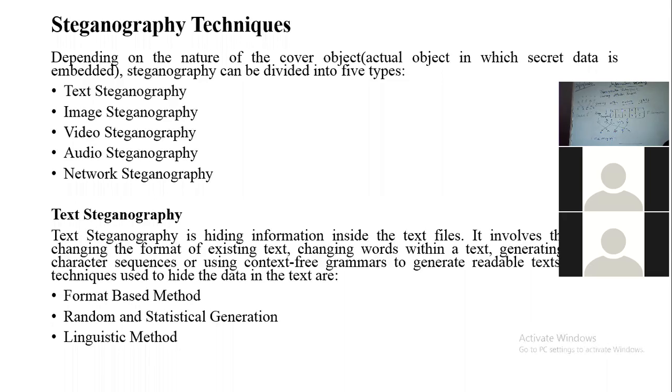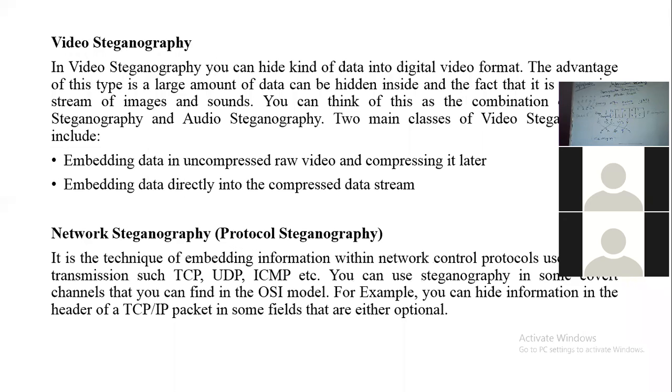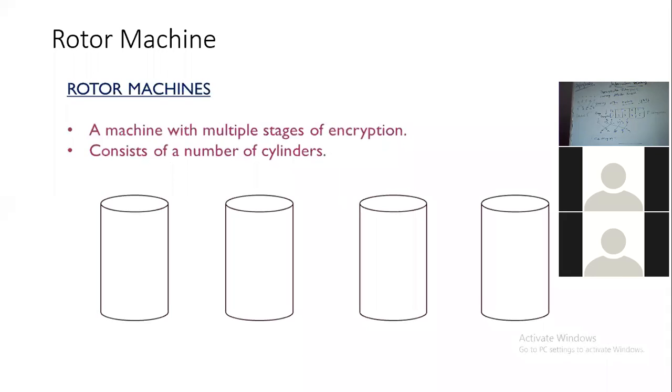Steganography means we hide our secret message in a video, text, audio, or network. After that we can send our secret message. Okay, this is about steganography. And at the last, we have a router machine.